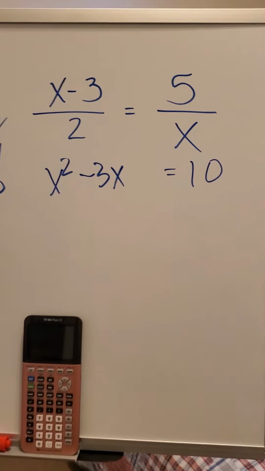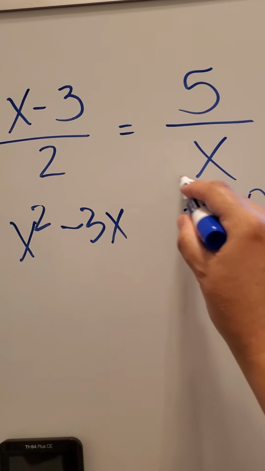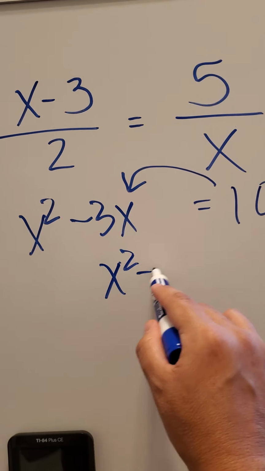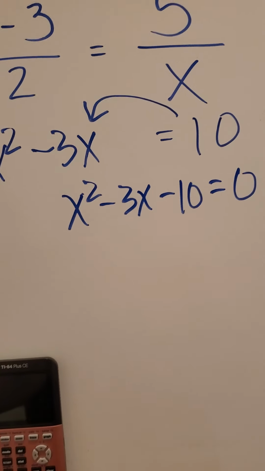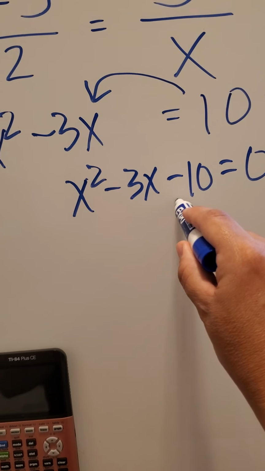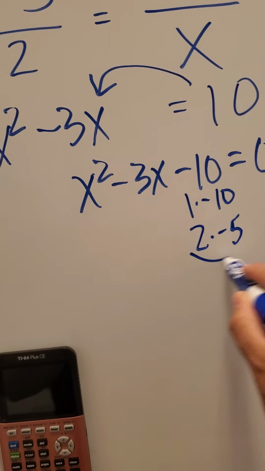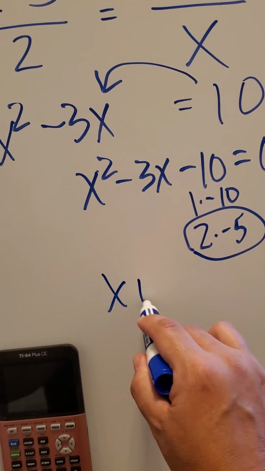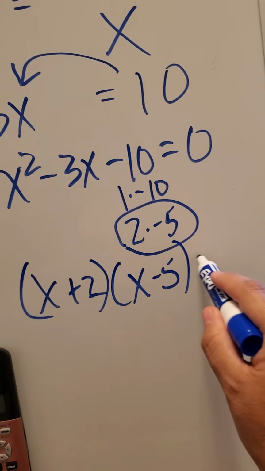Now, all I have to do is move that 10 over, right? So I'm going to move it over. When I move it over, it becomes negative, right? So x squared minus 3x minus 10 equals 0. Now I can solve, right? Factor and solve. So what are my multiples of negative 10? 1 times negative 10 and 2 times negative 5. And that's going to be my right one because that's going to give me negative 3. So now I have x plus 2 and x minus 5 equals 0.